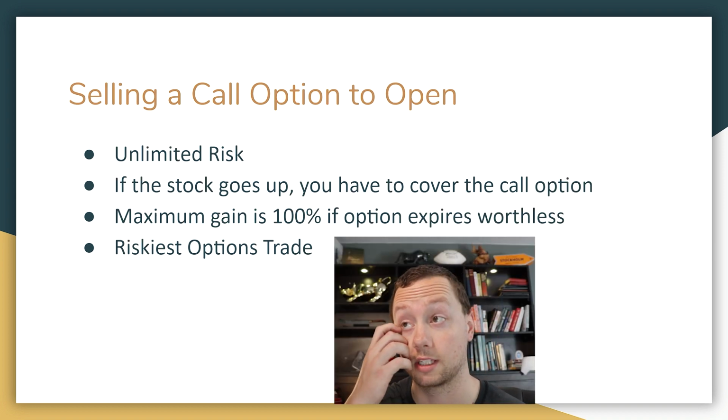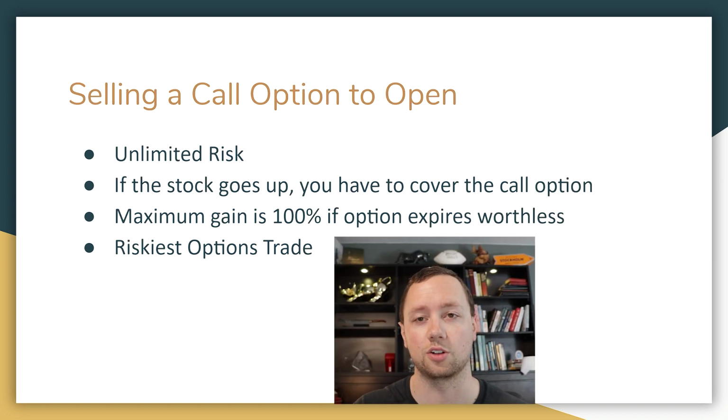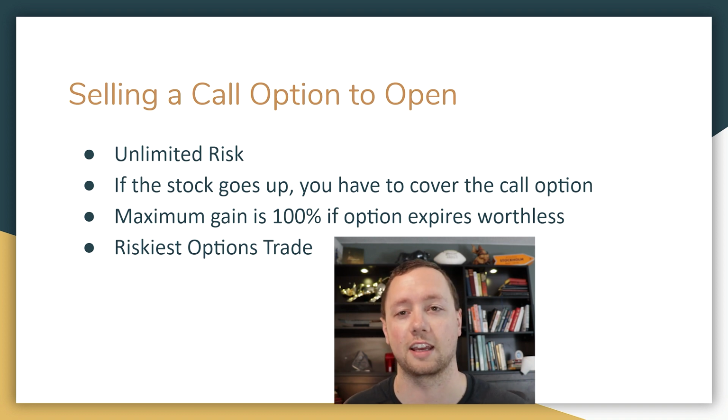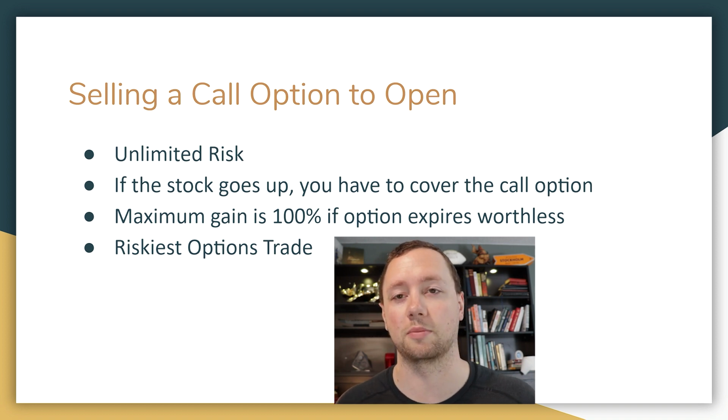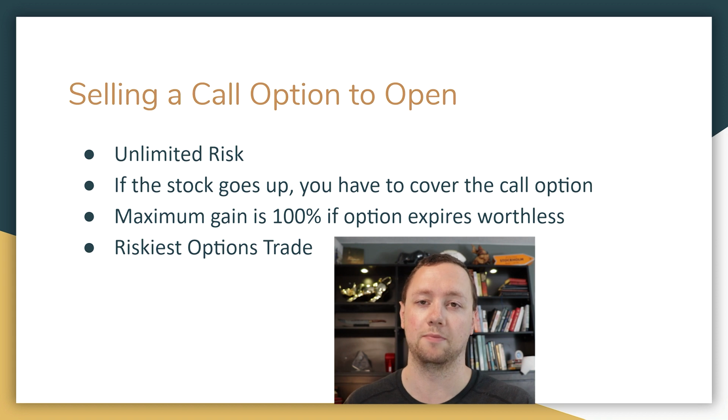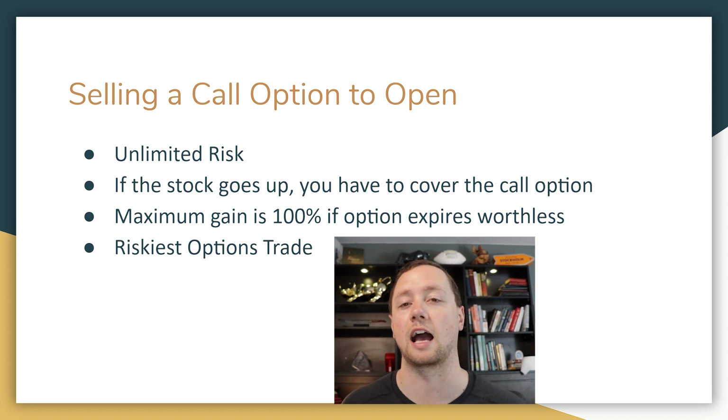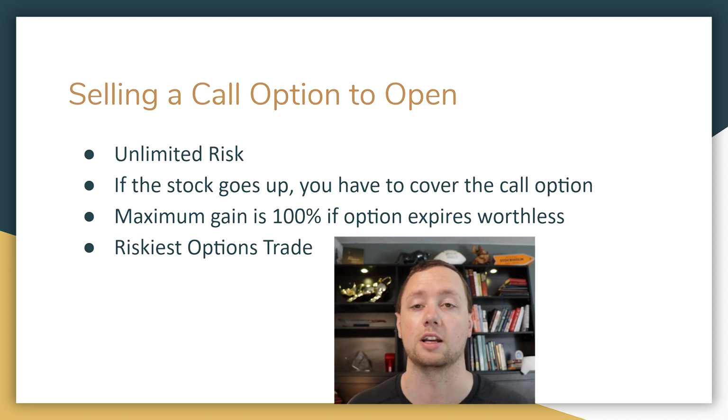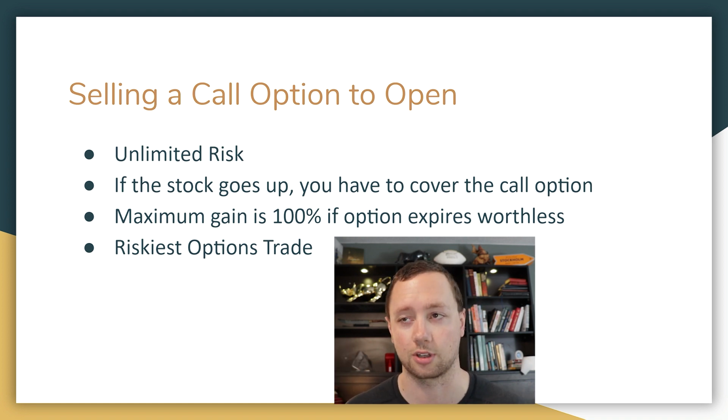Now, when we talk about selling a call option to open, what I'm referring to there is taking the other side of that trade that we just talked about and selling the premium to somebody that wants to buy that option. So what's actually happening there is you are borrowing that option from the bank, you are selling it out to somebody, and then you are saying, I will cover this option in the event that the stock price is above the strike price on expiration and you decide to exercise.